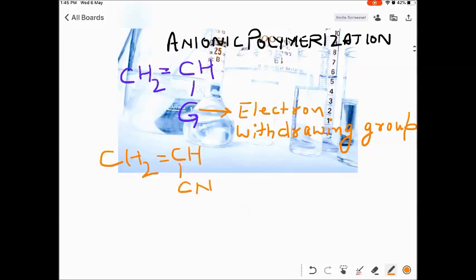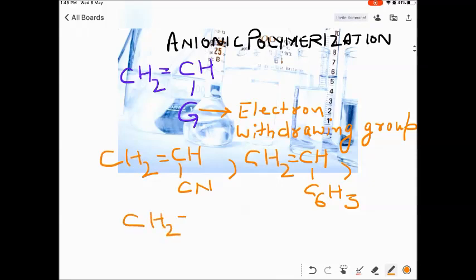This is acrylonitrile and this can be polymerized to polyacrylonitrile. Again styrene can be used because the negative charge can be stabilized by the phenyl group, so this can also be polymerized using this method. And also the acrylic esters, for example the esters of acrylic acid, can be used in anionic polymerization.